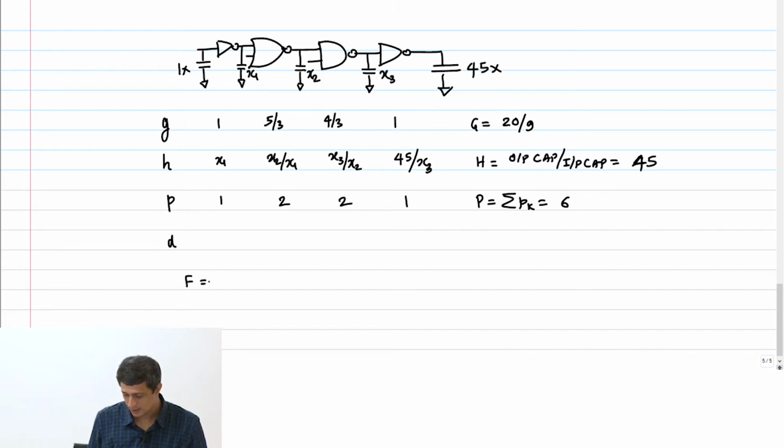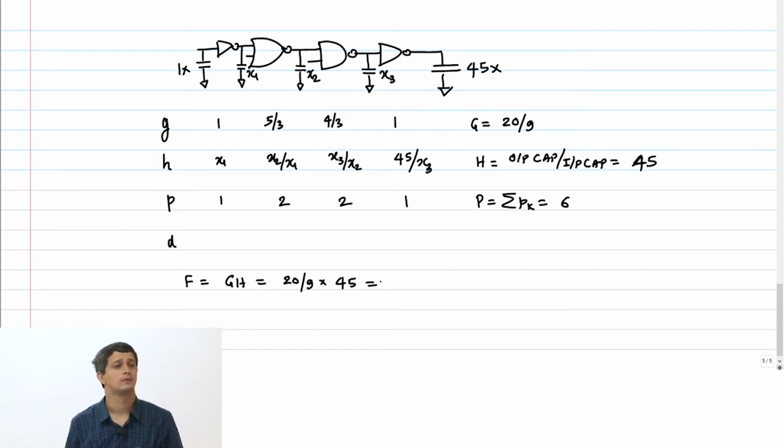What is the path effort? It is G into H, which is 20 by 9 into 45. So you get how much? 100.